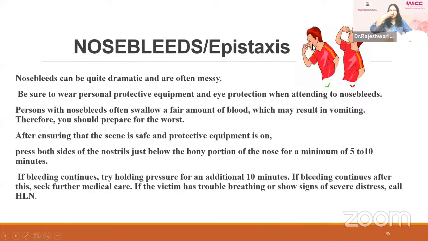Press both sides of the nostril just below the bony portion of the nose. Hold it with your thumb and index finger and keep your head low so that the blood doesn't go back into the nose and into the throat, the trachea. Most of the time in epistaxis, a large portion of the blood is ingested, and then vomiting can also happen. So press that for 5 to 10 minutes.